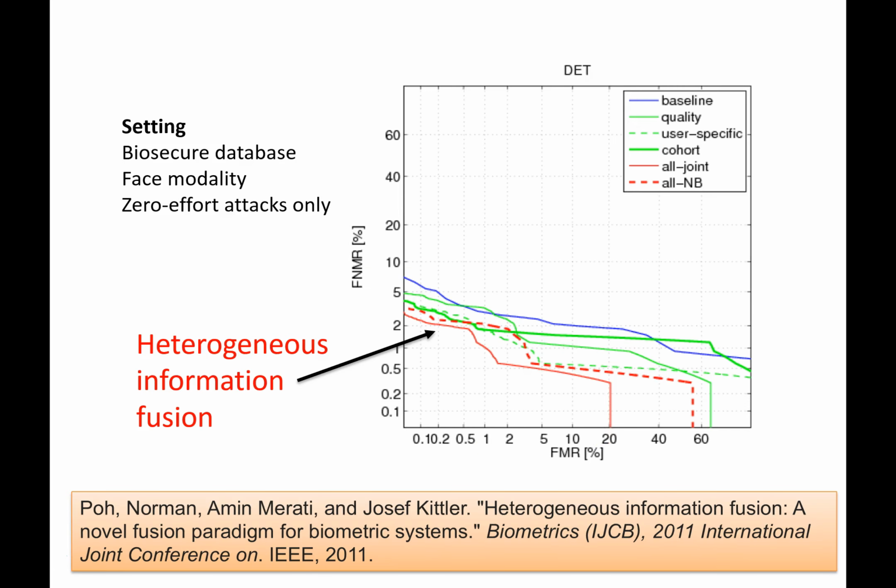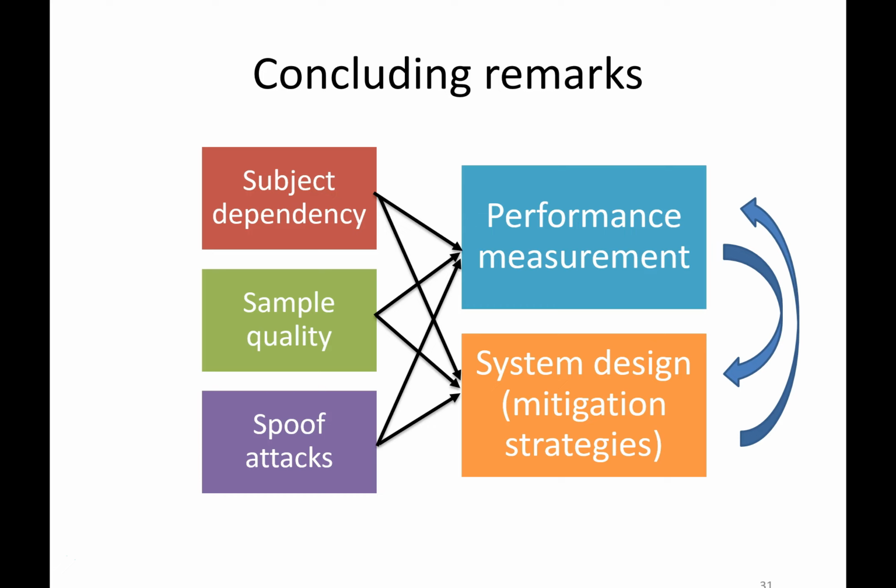The key message here is that if you combine different methods, combining the quality, you can see that we're already doing better than the baseline. If you combine all different sources of information, this is the red curve. So you're getting better performance out of different information sources. And I just want to conclude that it's important to consider different factors when measuring the system performance, as well as exploit this information to improve the system design.